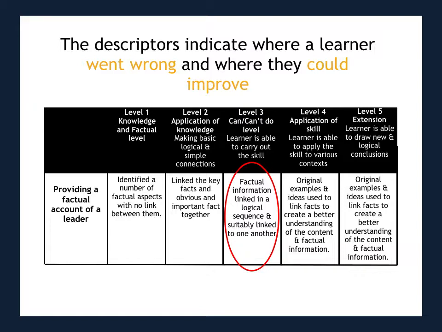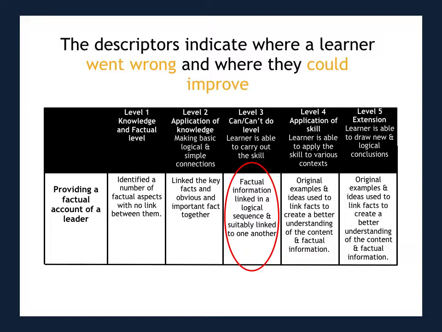So if you have a look at this level 3 here, and remember the criterion here we're looking for is providing a factual account of a leader. Here, the level 3, and remember we said that was the most important level, the can and can't do level. The learner, if they are able to take factual information and link it in a logical sequence and suitably link the one fact to the next, then in terms of this criterion, they're on a can and can't do level.